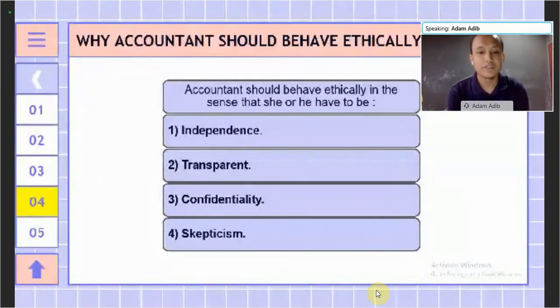The last one is skepticism. Skepticism is an attitude in which the accountant always has a questioning mind and is always alert to conditions that may indicate some error or misstatement when preparing the financial statement. This ethic is important because it can reduce the likelihood of the accountant making errors and misstatements.